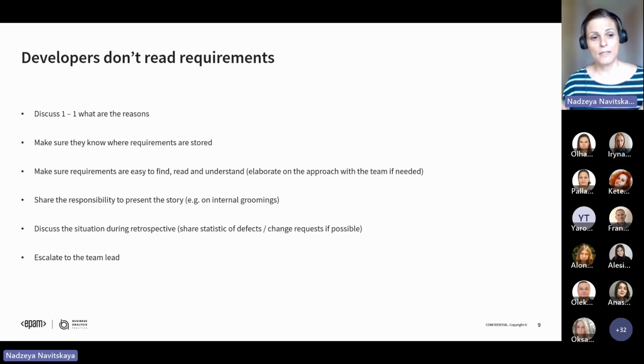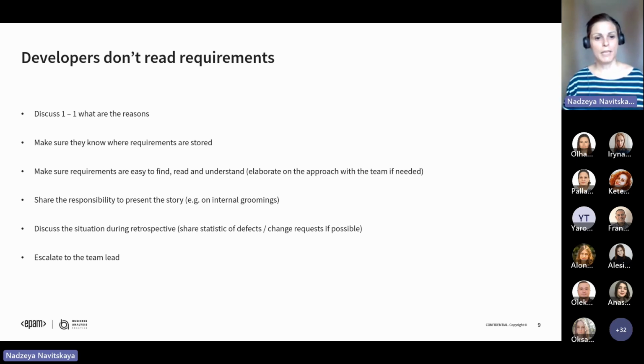The next point is to discuss the situation during retrospective. If you're able to share some statistics of defects and change requests which happened because developers didn't read requirements properly, you can share the statistics. Because when we say, guys, please read requirements, it's just words. But when you share statistics, they may start to think about that.